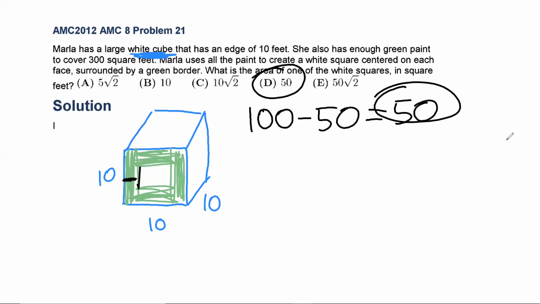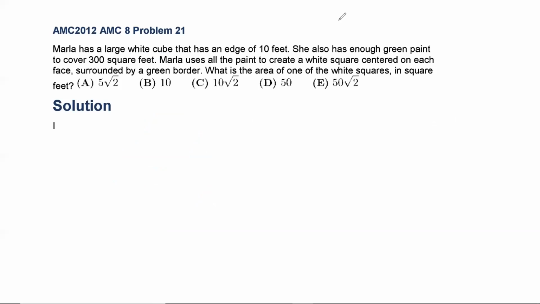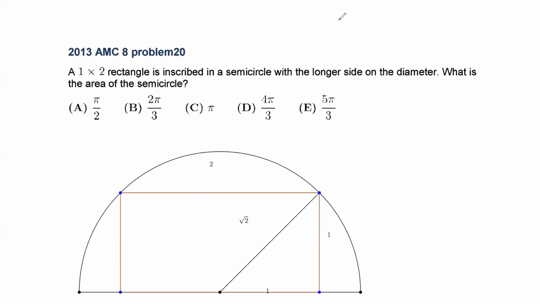Okay, so next problem. A 1x2 rectangle is inscribed in a semicircle with the longer side on the diameter. What is the area of the semicircle?